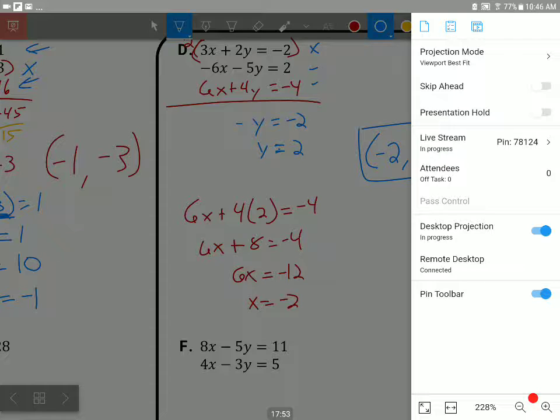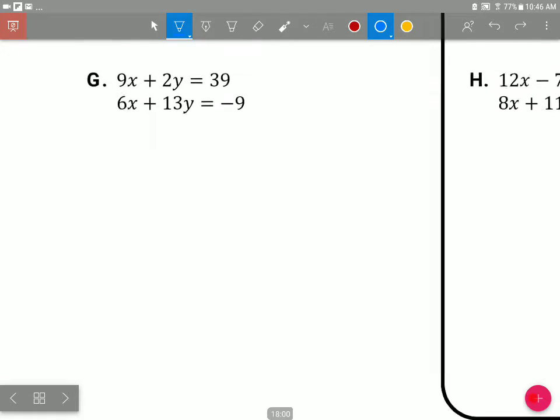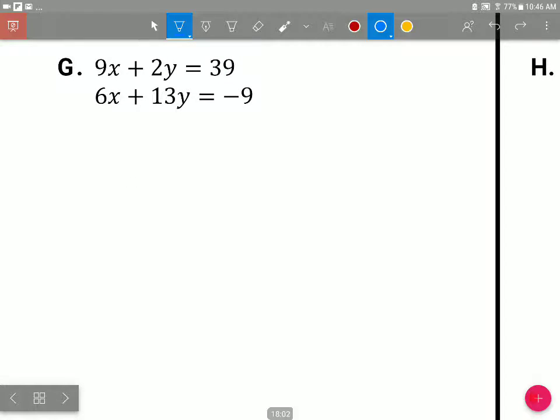All right, last one, we'll call it for the day. Letter G. Take a second and look at these and think to yourself, do any of these cancel out as they are? No. Okay, so the x's, what would we have to turn those into in order to get them to cancel out? Like, you'd have to go to a what? An 18. Does 9 go into 18? Yeah, does 6 go into 18? Yeah, so we have to multiply them both.